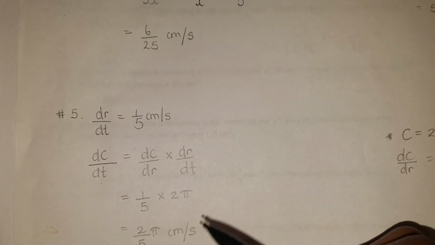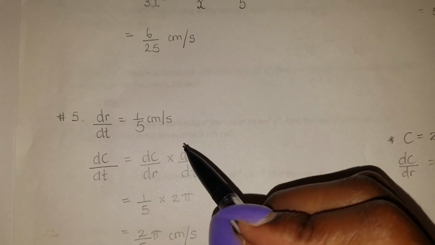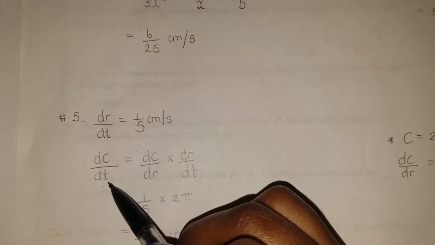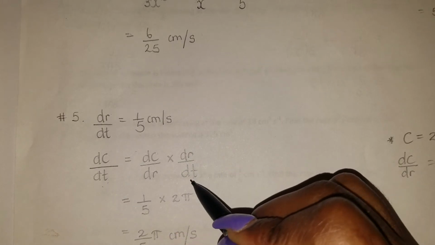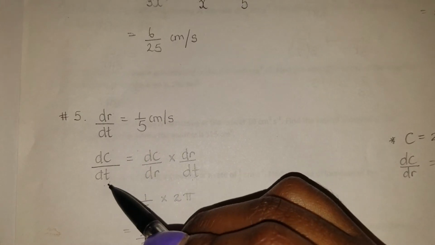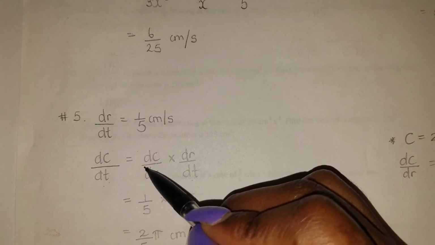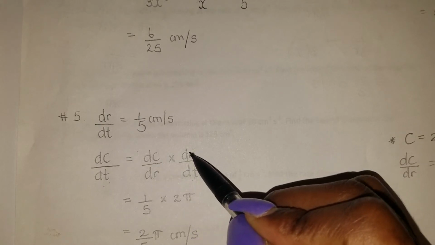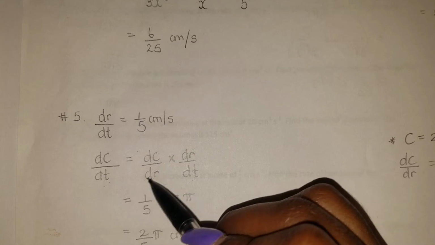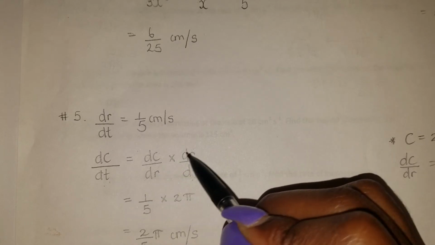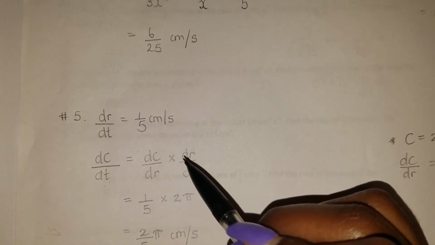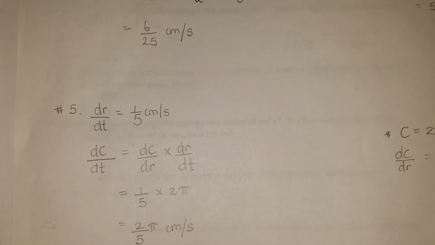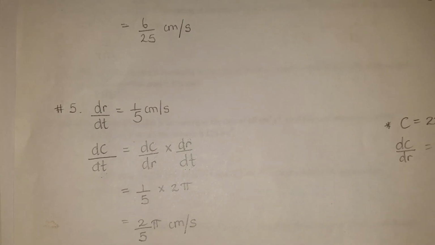So let me explain to you why this is the formula. We need to find a dC/dt. We were given a dr/dt, and the only way to get that dC/dt is to multiply it by a dC/dr, because by normal multiplication these dr's will cancel, and when we do that we'll be left with the dC/dt. So that being said, let's plug some values in.